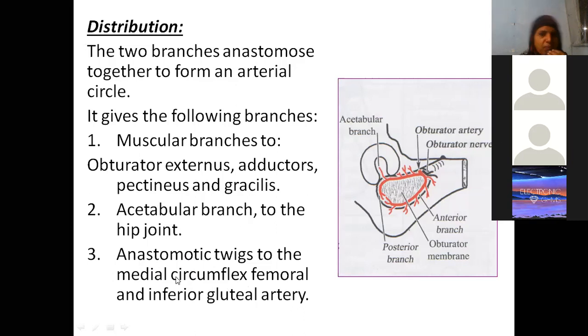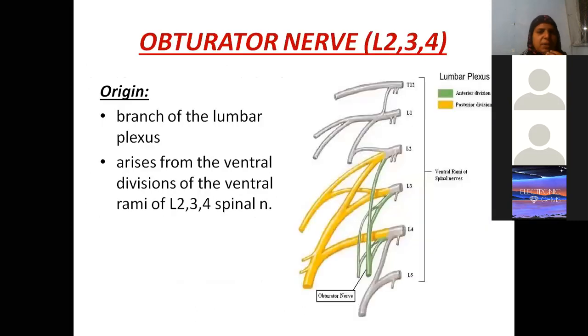Profunda femoris. Very good, profunda femoris, which in turn is a branch of femoral. Inferior gluteal? Internal iliac. Okay, it's a branch of internal iliac. Now that finishes the adductor muscles.